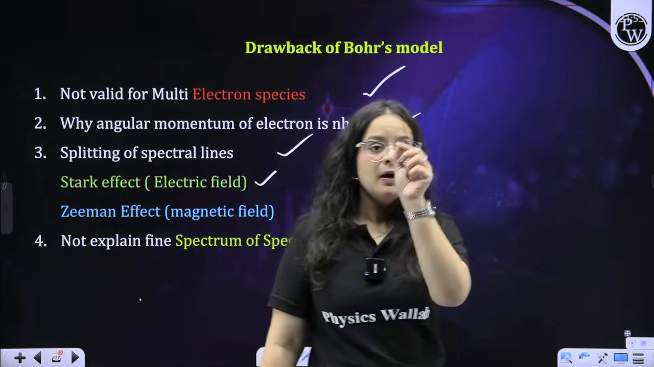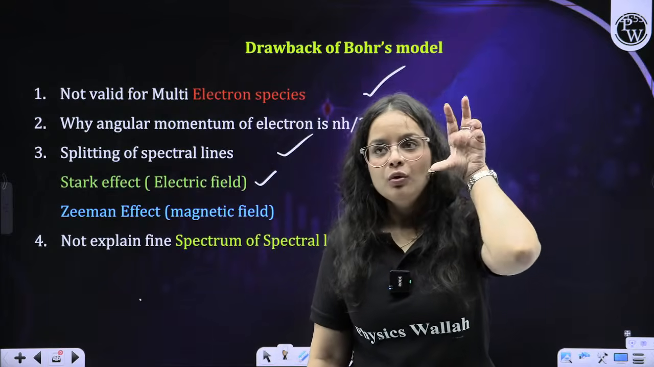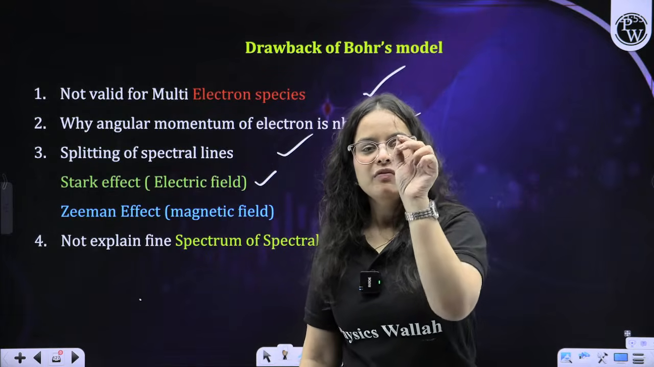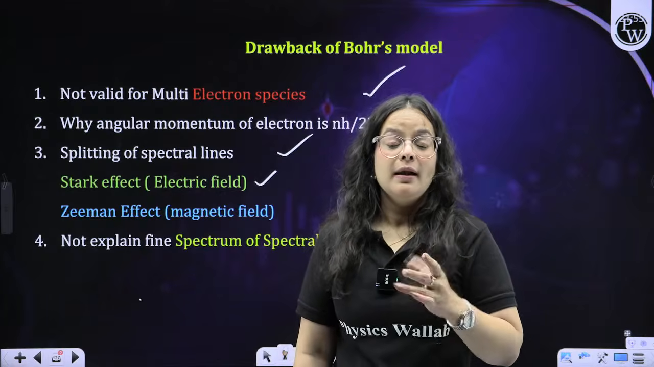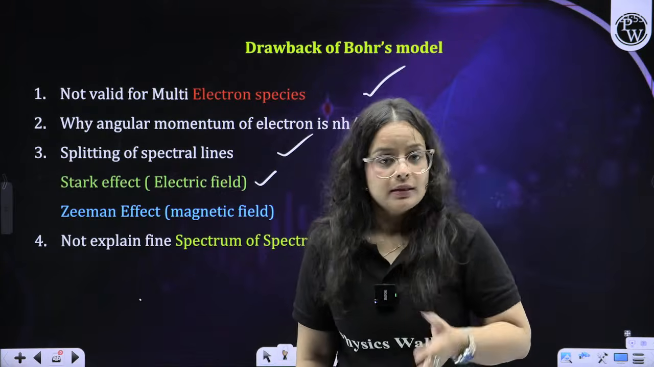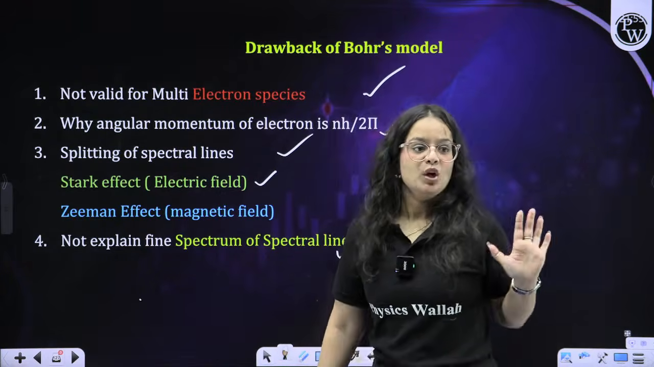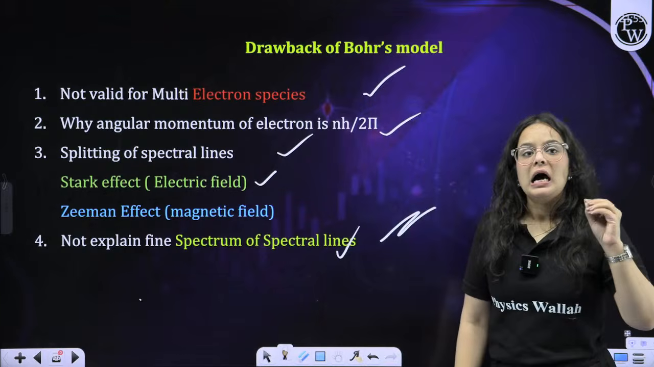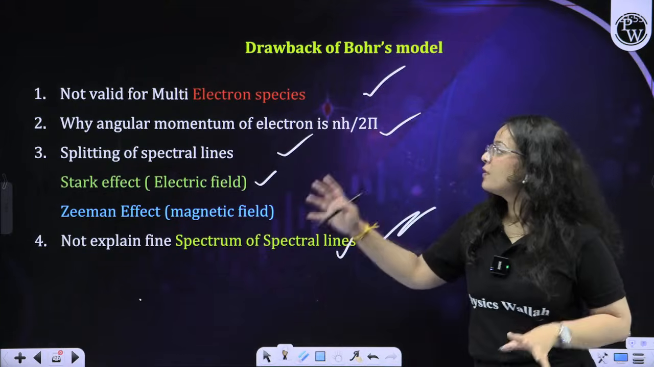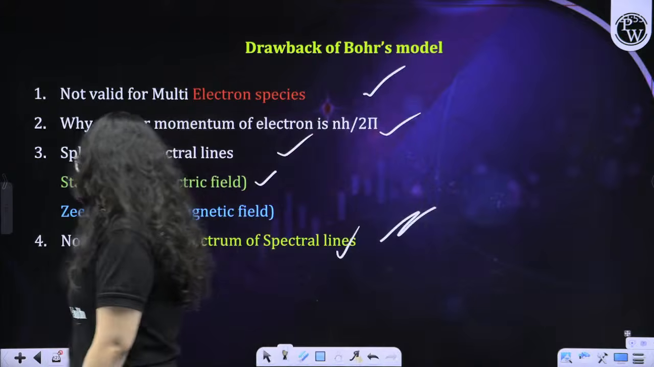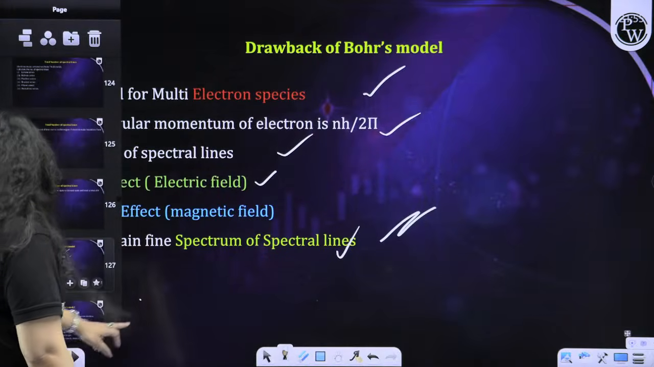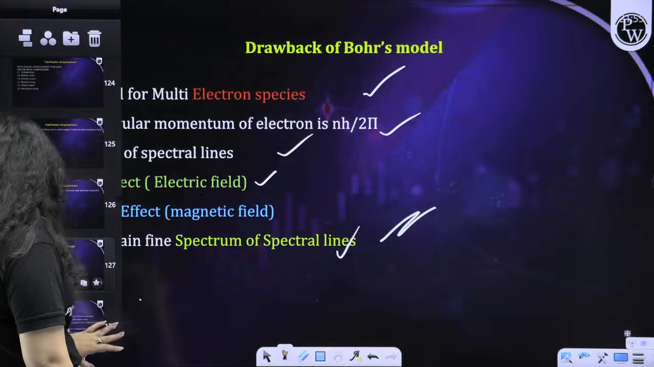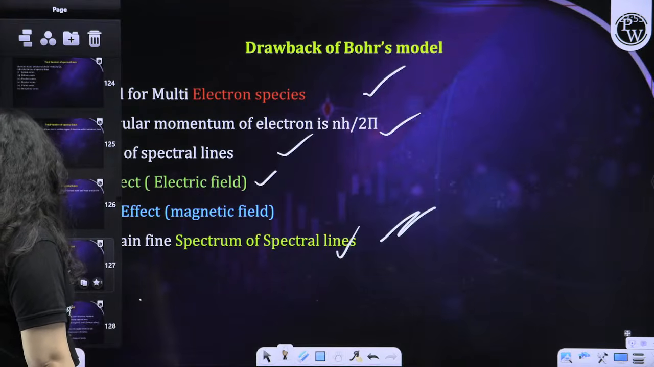So, these are the ultrafine spectrum. When we visualize the spectrum, we get the minute lines as well. Now, what is this? Why are these there? That was not at all justified. So these are the different drawbacks of the Bohr model of an atom. So this is all about the drawbacks of the Bohr model.